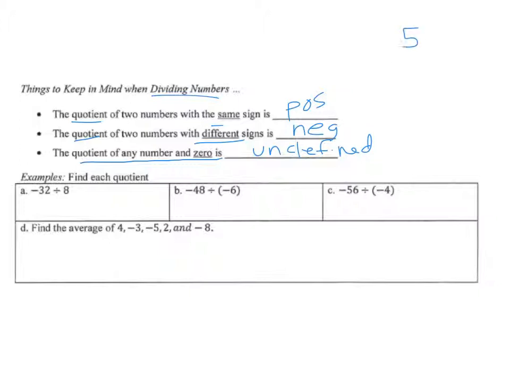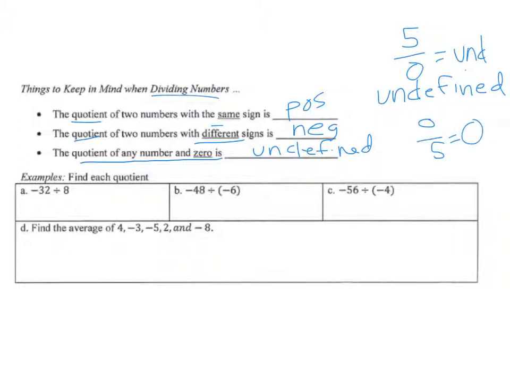So 5 divided by 0 is undefined. I'll write it out. Undefined. But 0 divided by 5 equals 0. So if there's a 0 on the first or on the top, it's 0. If it's 0 under, it's undefined.